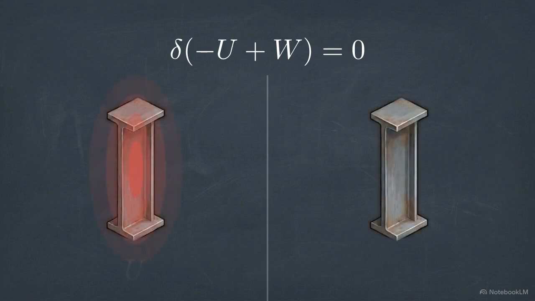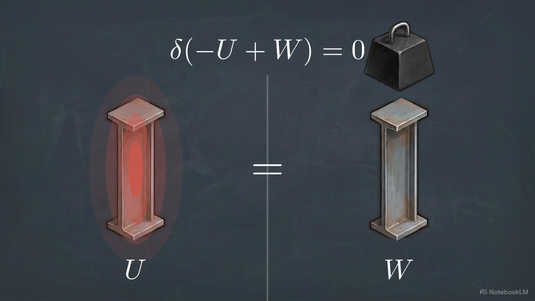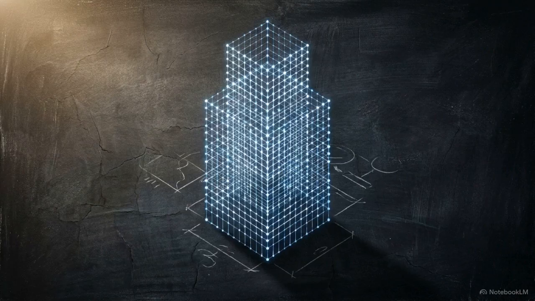This leaves a simplified final expression. The variation of negative potential energy plus external work equals zero. This expression represents a direct balance between the internal elastic strain and the external work applied to the structure. By mathematically removing time and motion, Hamilton's principle provides the precise, minimized scalar framework that powers modern static finite element modeling.